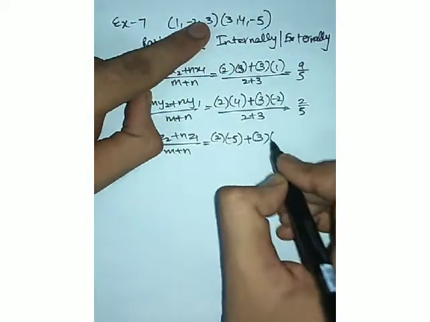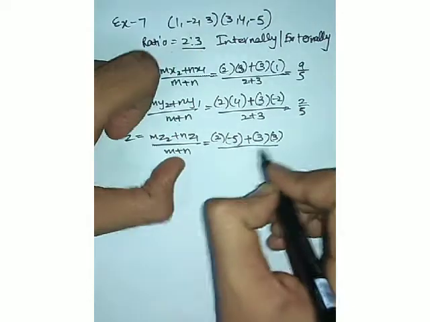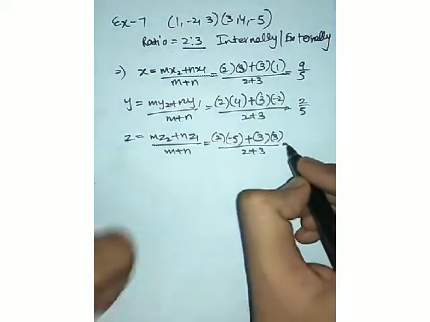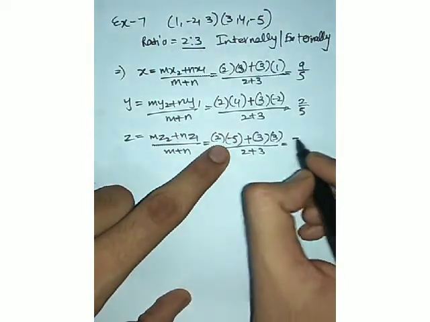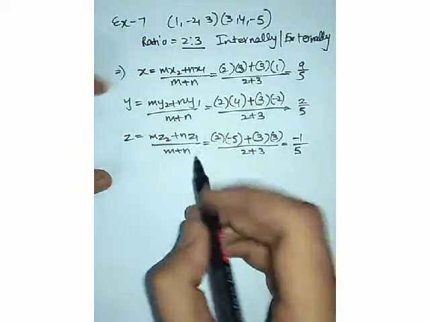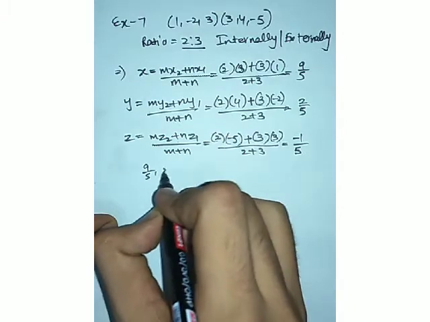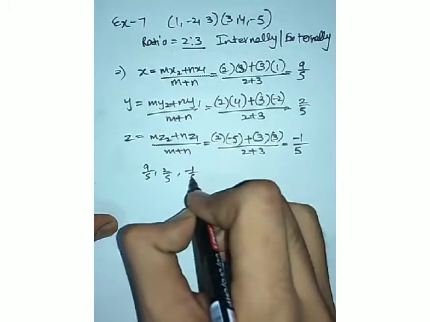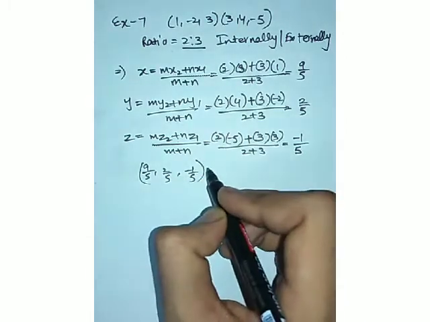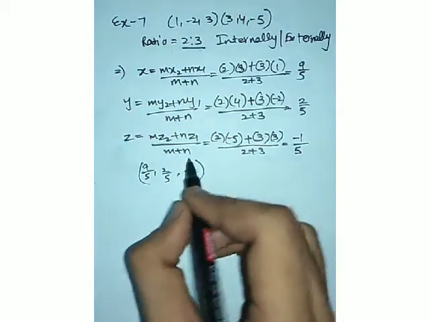What is z1? That is 3 upon 2 plus 3. It will be minus 10 plus 9, minus 10, that is minus 1 upon 5. So the coordinates of the point internally are 9 upon 5, 2 upon 5 and minus 1 upon 5. These are for internally. We are going to talk about externally as well.